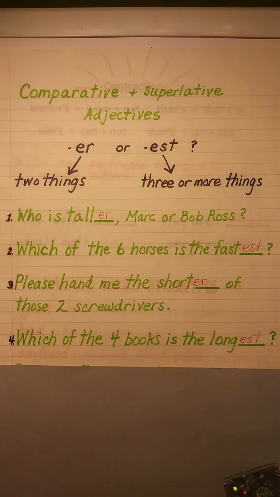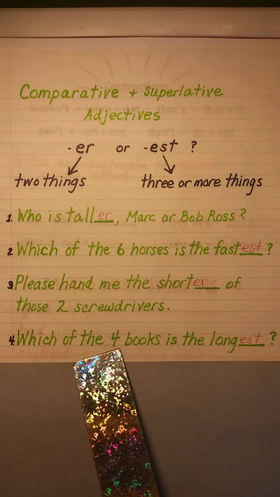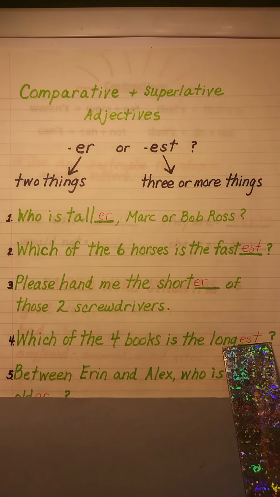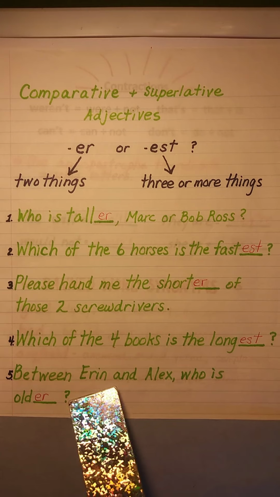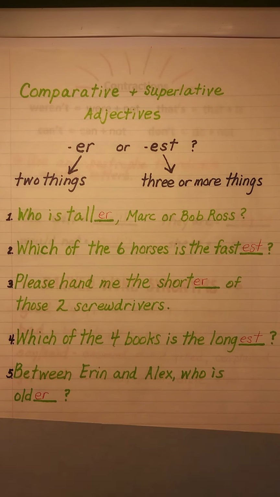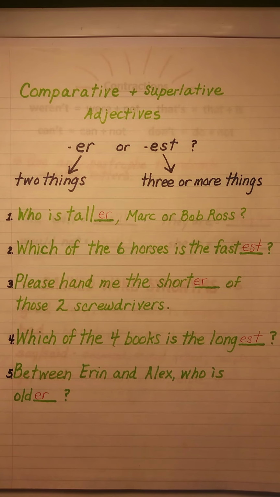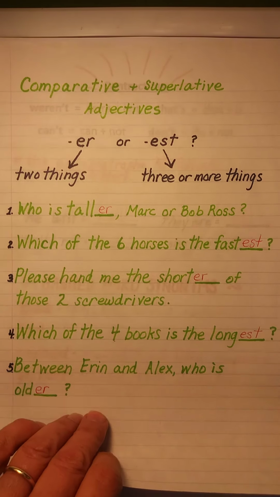Which of the 4 books is the longest? Okay, again, there's more than 2, so you use the EST ending. Between Aaron and Alex, who is older? Again, just 2 people, so we're going to use the ER ending. Okay, so be careful with that in your writing, and also you'll know how to do that when you take your test.